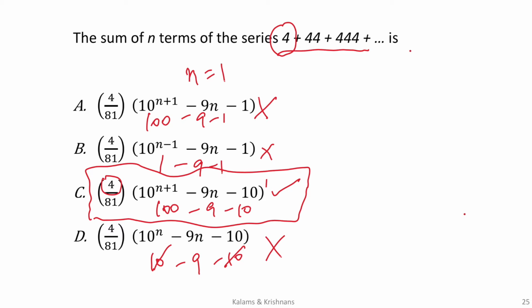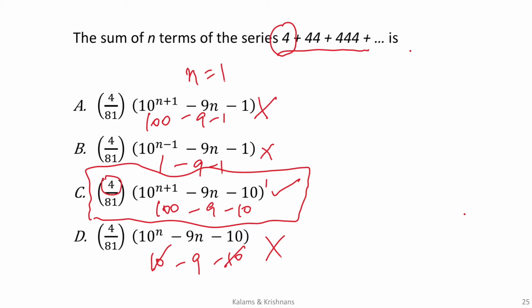Okay, let's see if these options give that answer. For it to be correct, it better do that. So let's substitute n is 1 here. We have 100 minus 9 minus 1. So this is like 90 by 81. We don't get 4. Not the correct answer. 10 power n minus 1 is 10 power 0, which is 1, minus 9 minus 1. We get a negative number for this nice series.